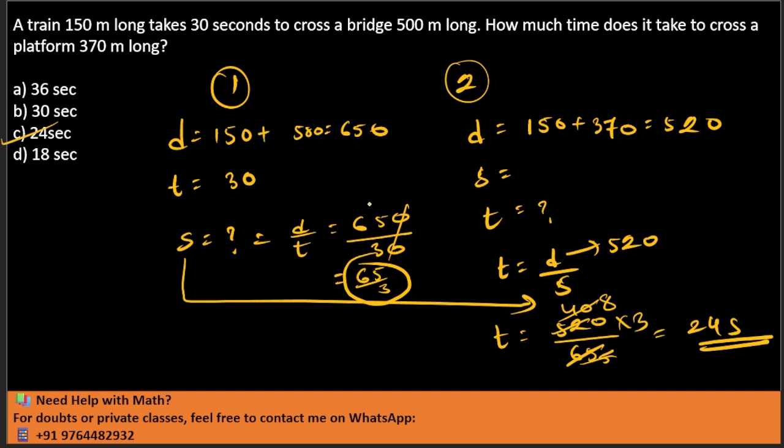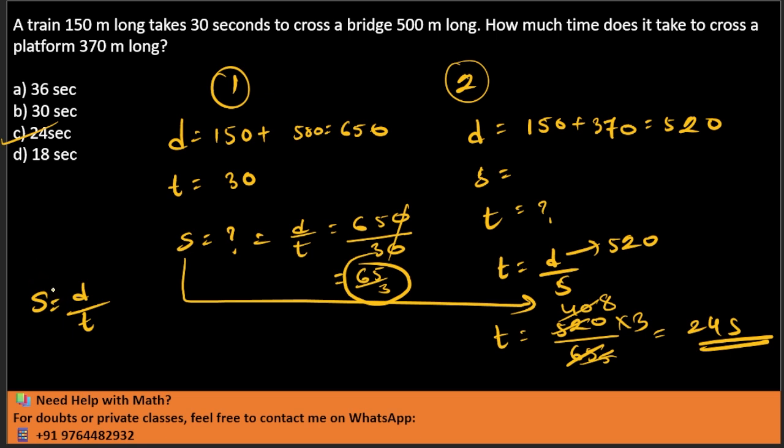But this is a quite lengthy solution. We need to solve it within a minute. So how to solve this question within a time limit? We have an alternate solution, but for this, because we have speed constant, whenever we have one component, we have the formula, that is speed is equal to distance upon time.